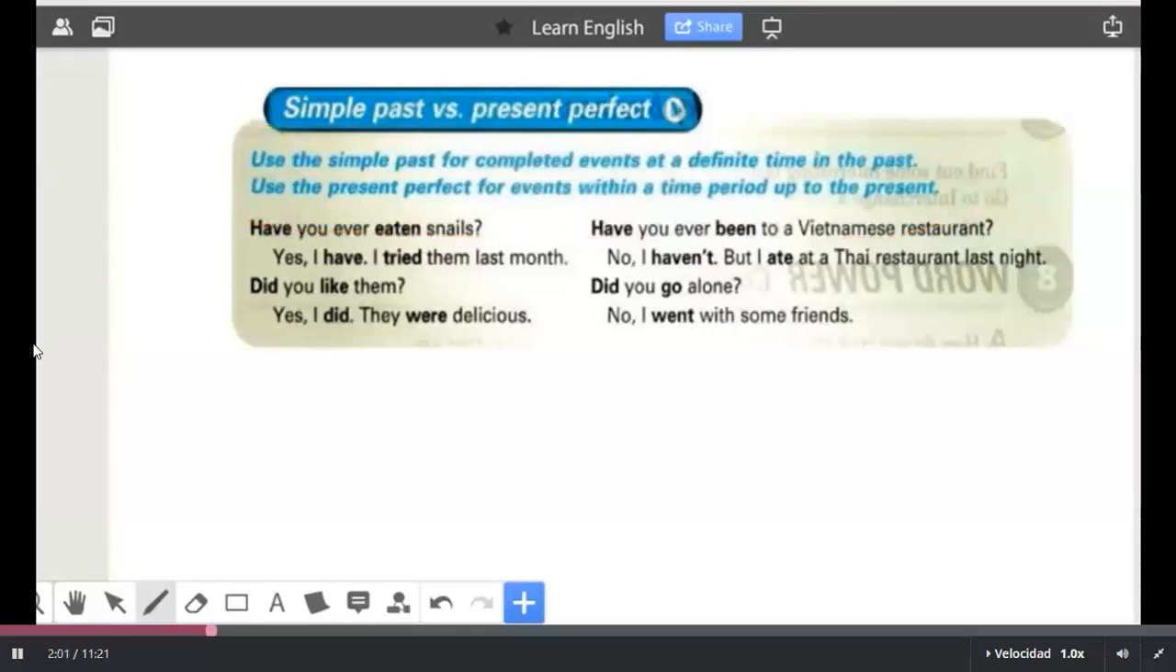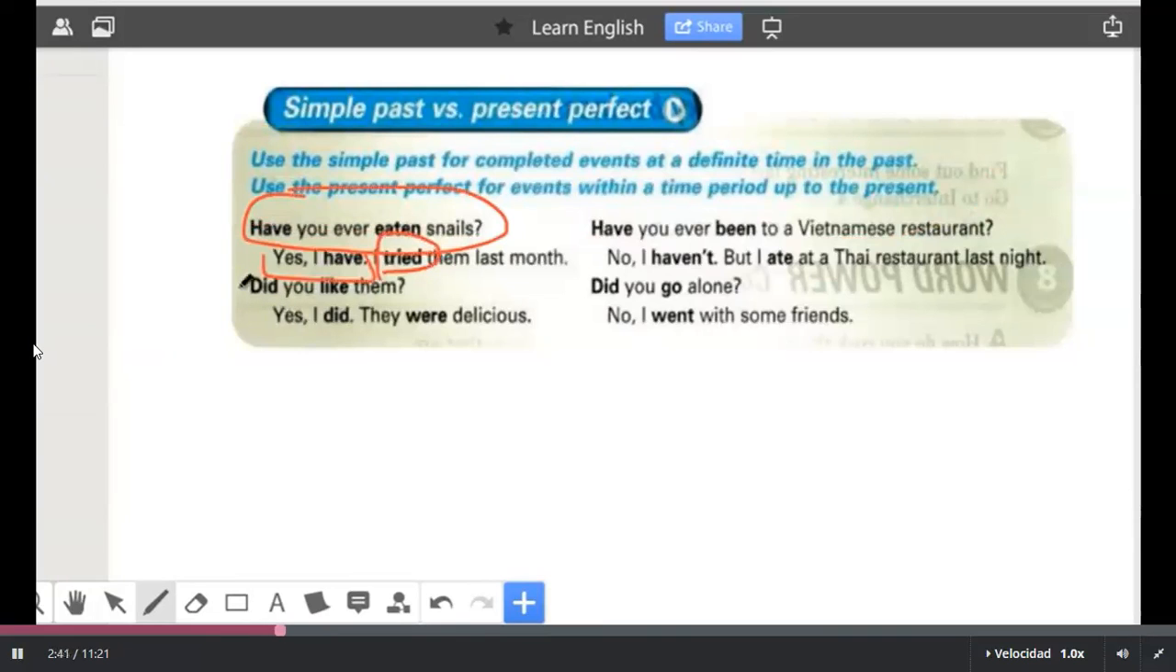First of all, I may ask you a question, such as the one that you see in the example. Have you ever eaten snails? And your answer may be, yes, I have. And when you continue to give more information about your answer, you're going to use the simple past, and you're not going to use the present perfect, because typically what you want to do is express an experience that you had last week about that particular question, right? Such as the example that we see there. Yes, I have. I tried them last month.